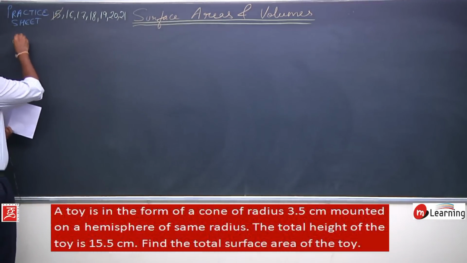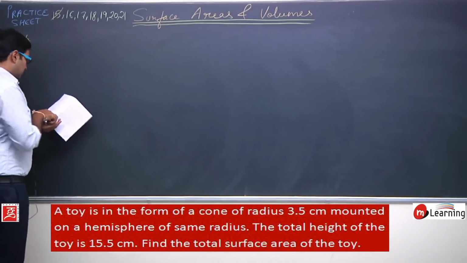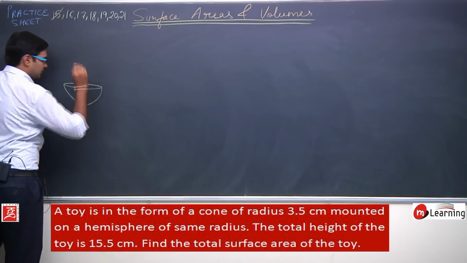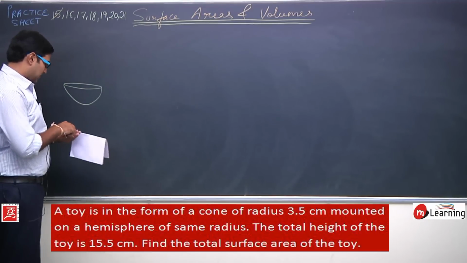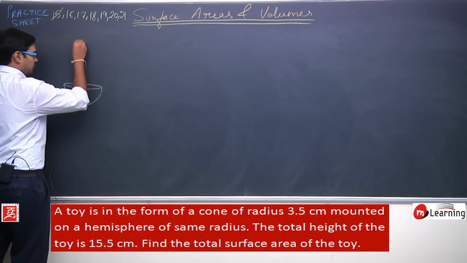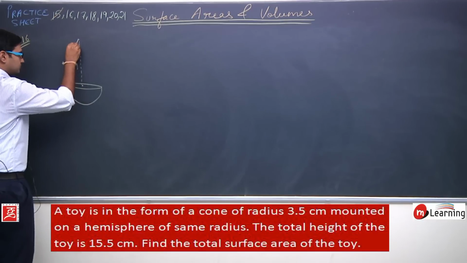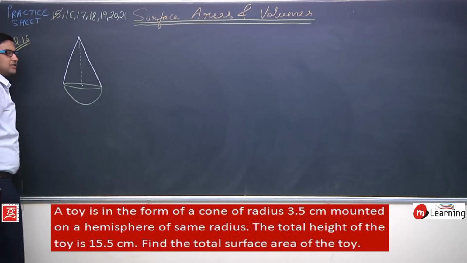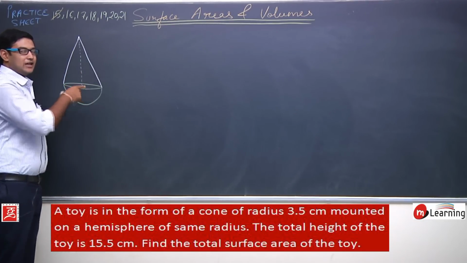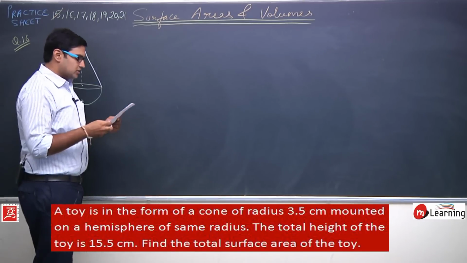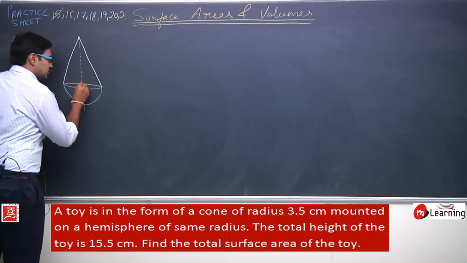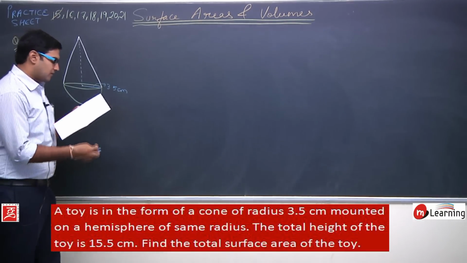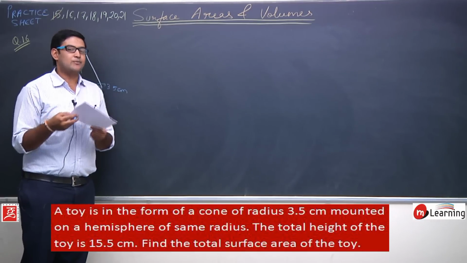So if we try to draw the diagram for this question, let us say this is the base, this is the hemisphere, okay, this is the base of the toy, and at the top of this we have mounted a cone. Okay, this is a cone and this is the hemispherical base of this toy. The radius of this cone is given as 3.5 centimeters. So this is the radius and this is 3.5 centimeters. Further it says the total height of the toy is 15.5 centimeters.